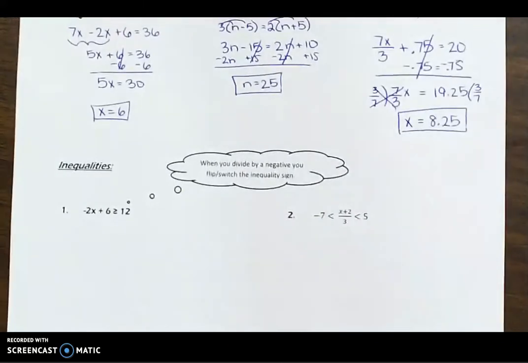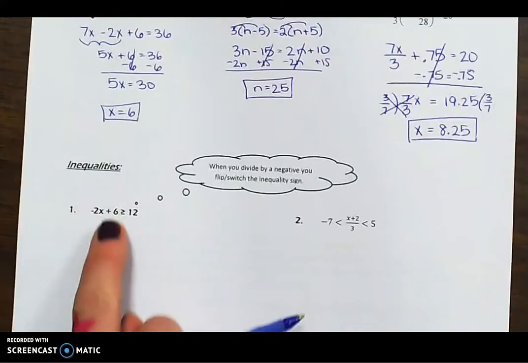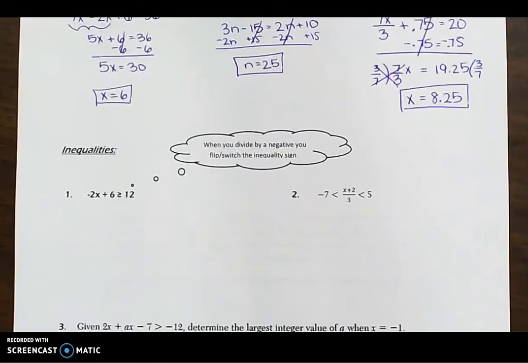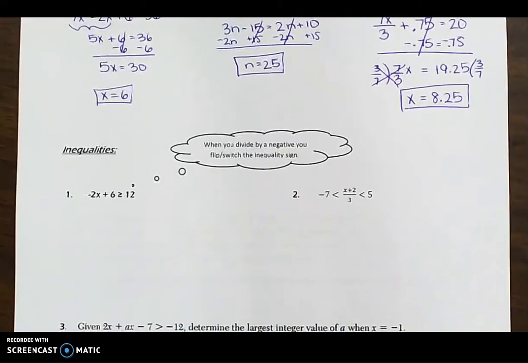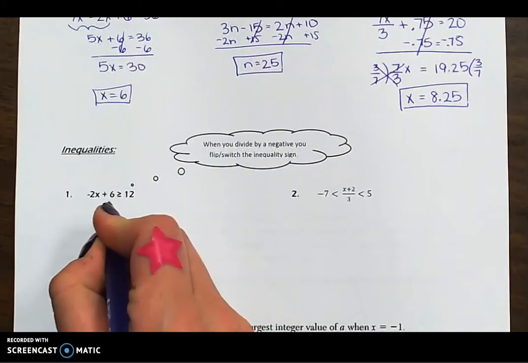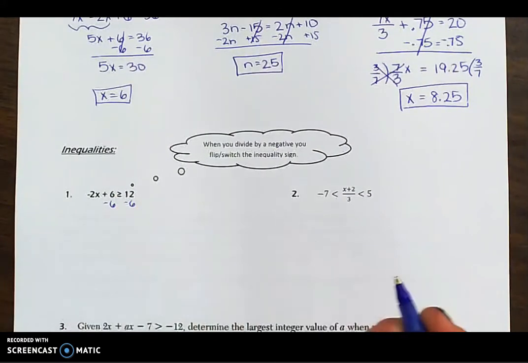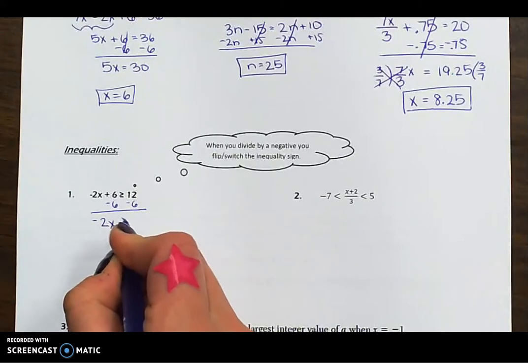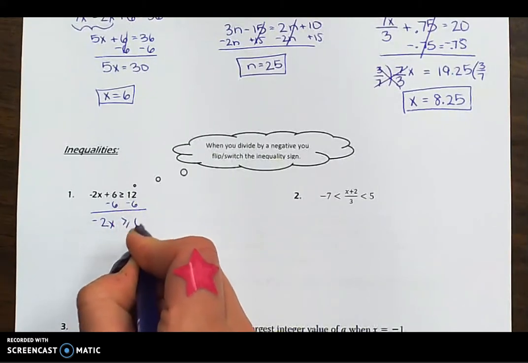Now let's take a look at linear inequalities. So no longer are there equal signs, now we have inequalities. We're going to solve using the same strategies we did above. We're going to get the x alone by transposing. So the first thing we're going to do is subtract 6. And we get -2x is greater than or equal to 6.